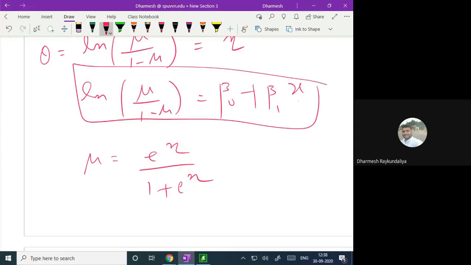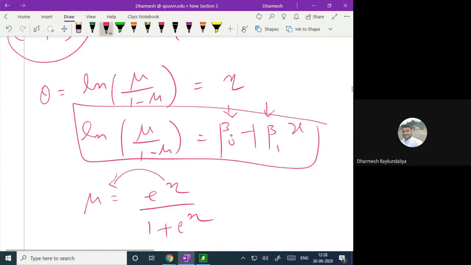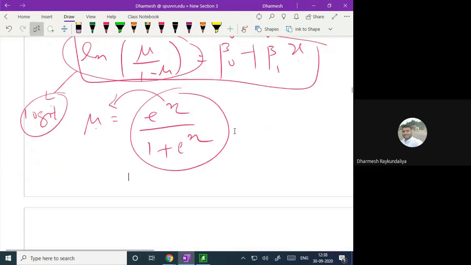Given a value of x, if you know beta 0 and beta 1, you can obtain eta, and if you know eta, you can obtain the estimate of mu. That is the probability that the item is going to have a success. So this is known as a logit. Why logit? Because this is nothing but the CDF, the cumulative distribution function, of a logistic distribution. That is how this link is known as the logit link, and mu upon 1 minus mu is known as the odds ratio.